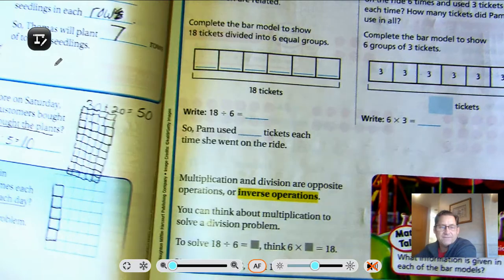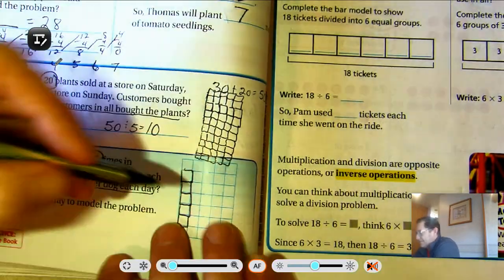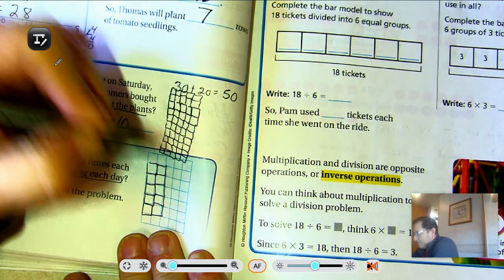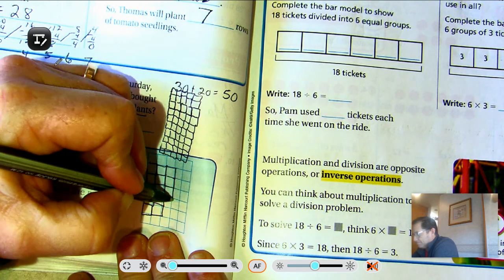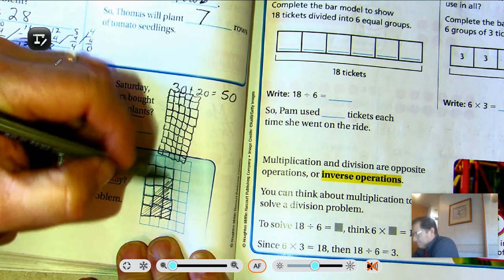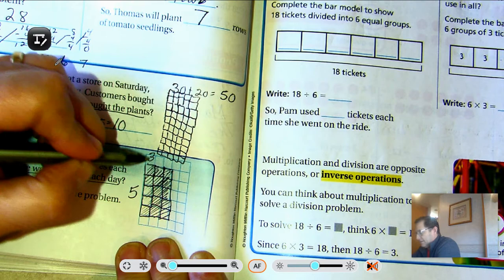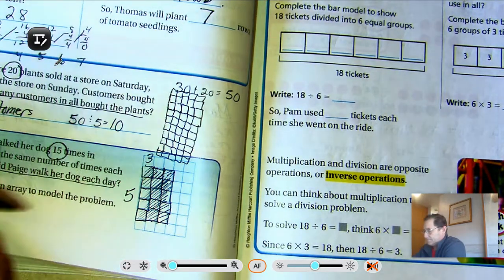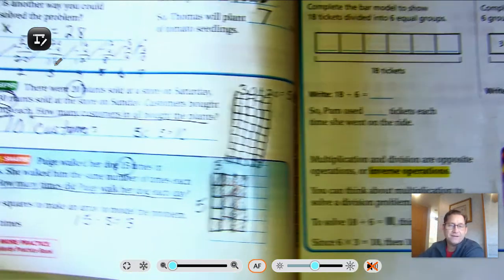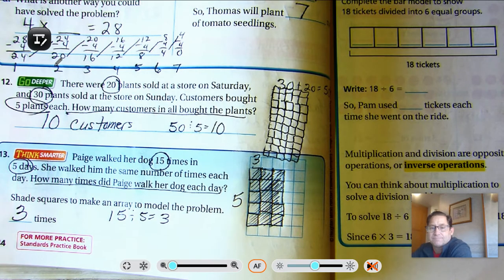Okay, so there's 5 days. And we're going to keep adding to the days until we get to 15. There's 10. There's 15. So we have 5 days of 3. 15 divided by 5 equals 3. So she walked the dog 3 times each day.